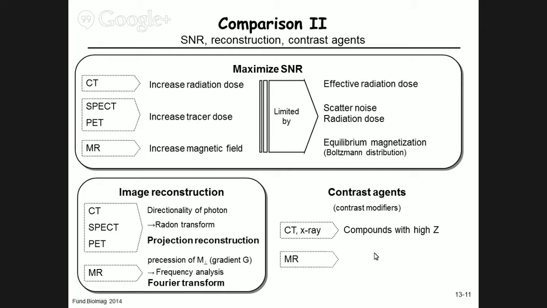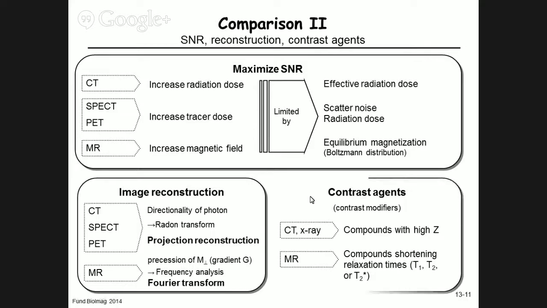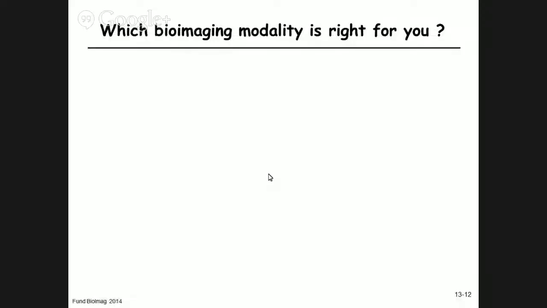In magnetic resonance, the contrast modification is by shortening relaxation times. Whatever contrast agent is being used in magnetic resonance, it always shortens the relaxation time. There's no way to prolong the relaxation time, be it T1, T2, or T2 star. So these are the major contrast agents. I won't include ultrasound in this comparison, because we only dealt briefly with that.